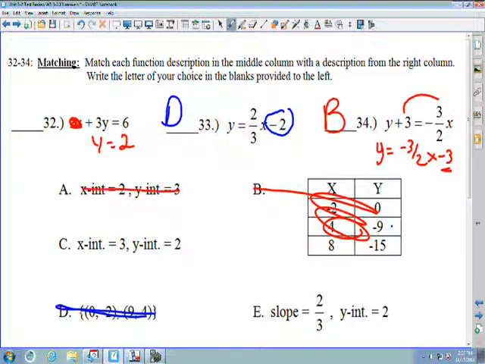Y-intercept is 3. That's not the right answer. This says y-intercept is 2, so it's one of these two. Well, let's look at the x-intercept. Cover up the y. 6 divided by 2. X is 3. X-intercept, sure enough, my answer is C.